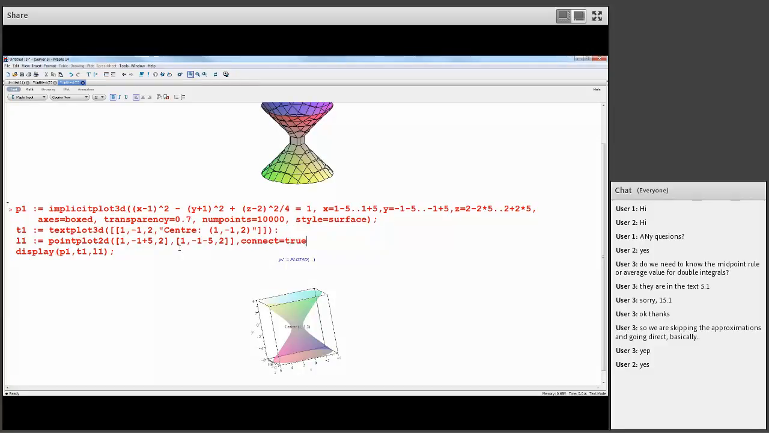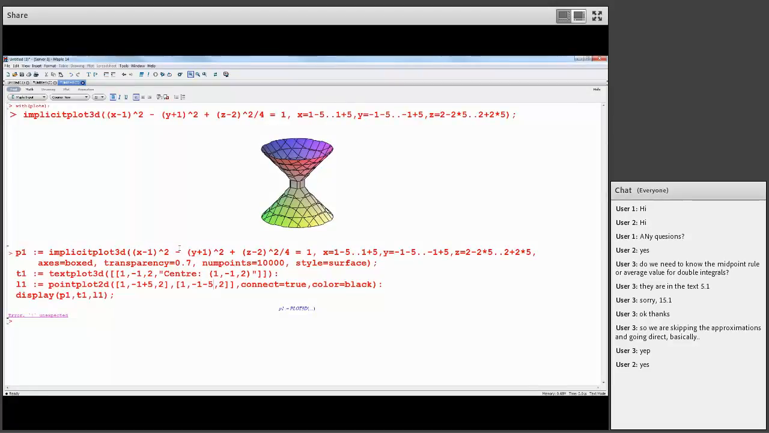Better make the color black so I can see it better. Semicolon and then enter. See what happens. And it didn't like me. What didn't it like? Oh, let's make it 3D rather than 2D, and it might like it better. Extra square bracket to open it up. Yeah, there you go.